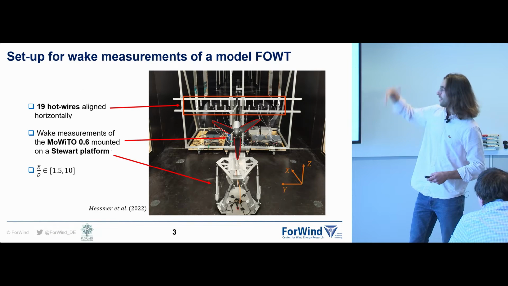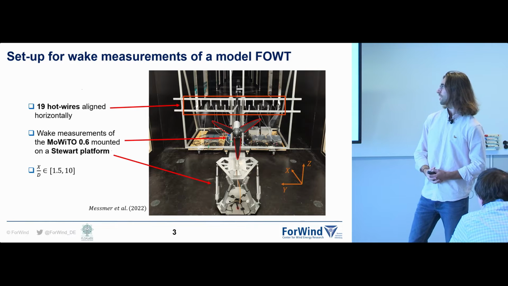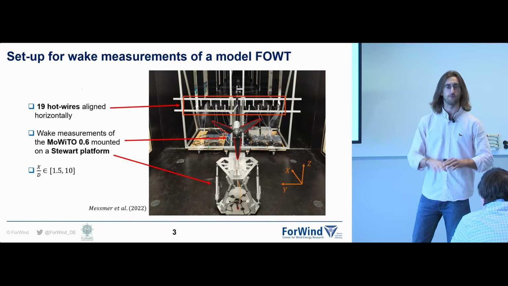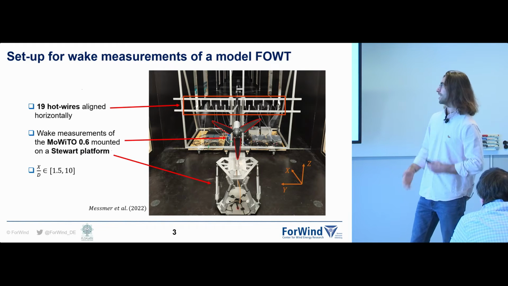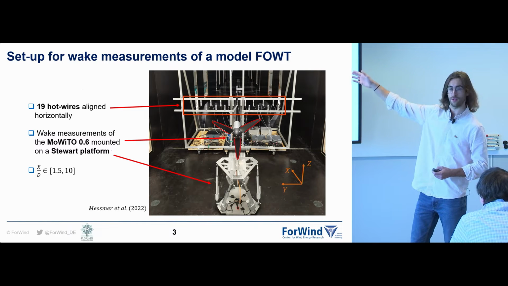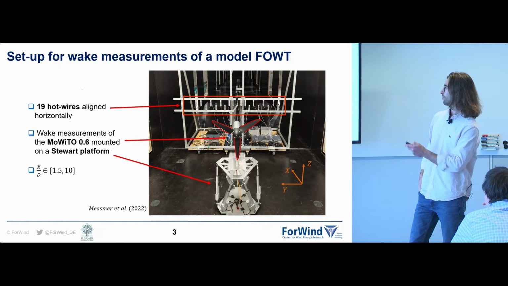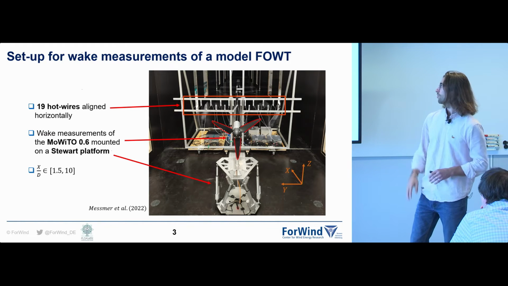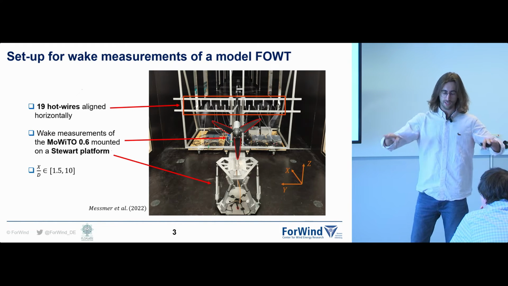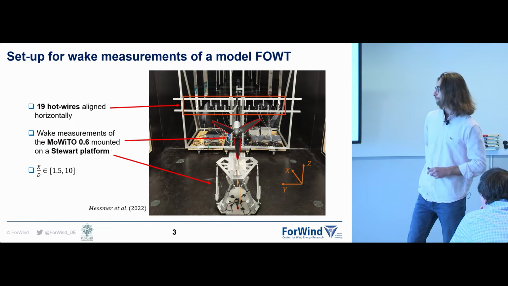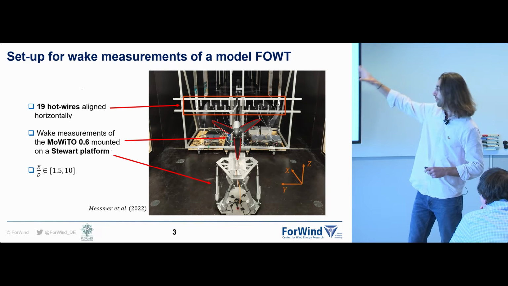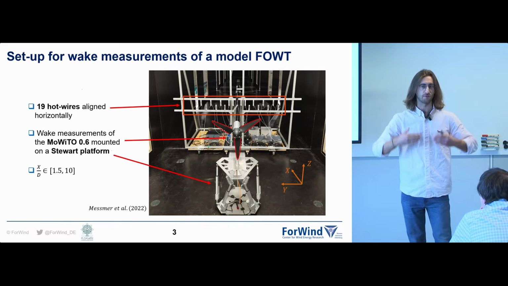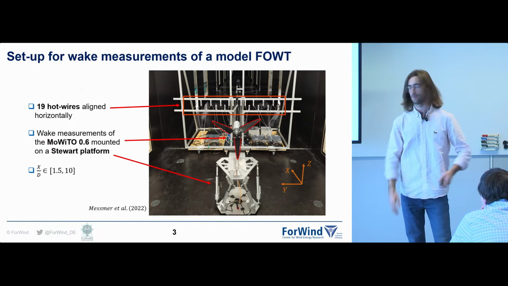And behind this system, we use anemometers to measure the wind speed of the wake and map the wake. There are different techniques. We mainly used hot wires. As you can see here, this is an array of 19 hot wires aligned horizontally behind the turbine to measure the horizontal wind speed at the hub height. And it's movable, so we could measure the wake at different downstream positions and see how it evolves.